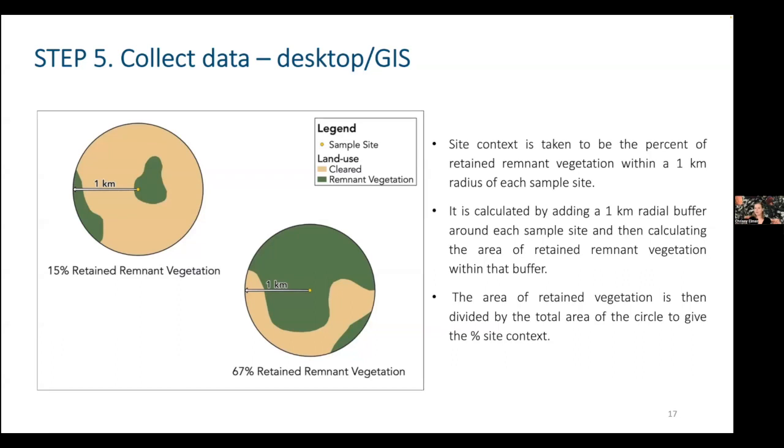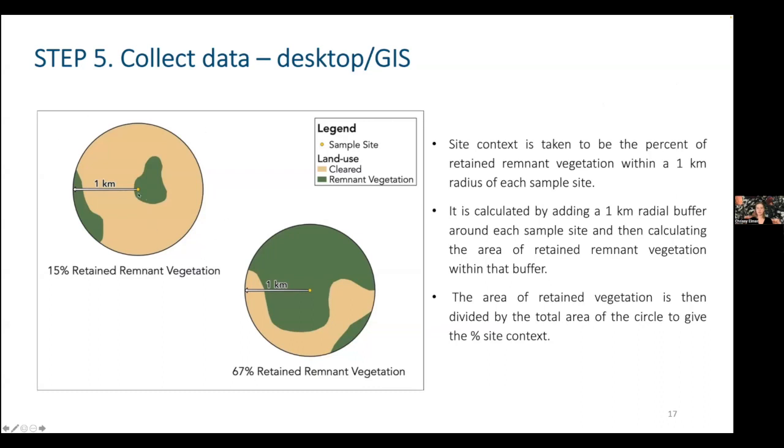And then once you've collected all your field data, or even before collecting your field data, you have to measure your site context. And so again, this is a spatial exercise typically done in GIS. And so the site context is measured as the percent of retained remnant vegetation within a 1 kilometer radius of each sample site. So you'll see that this is visualized below.